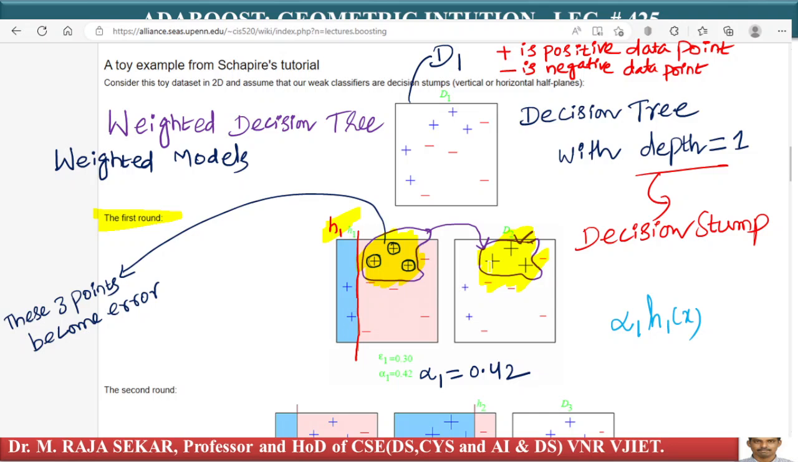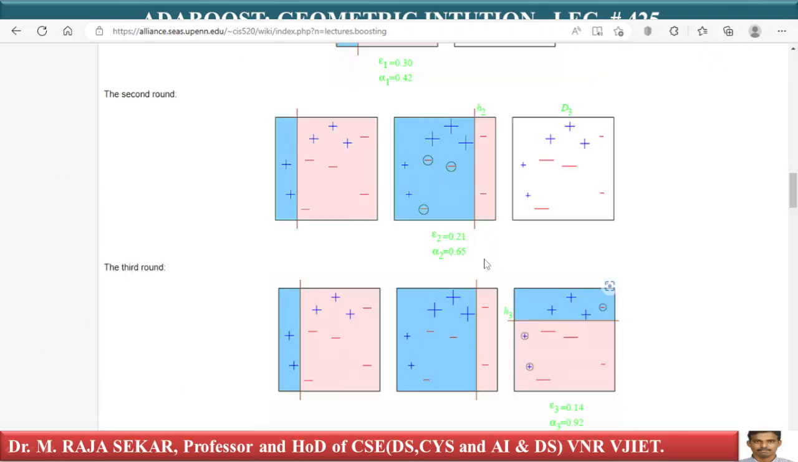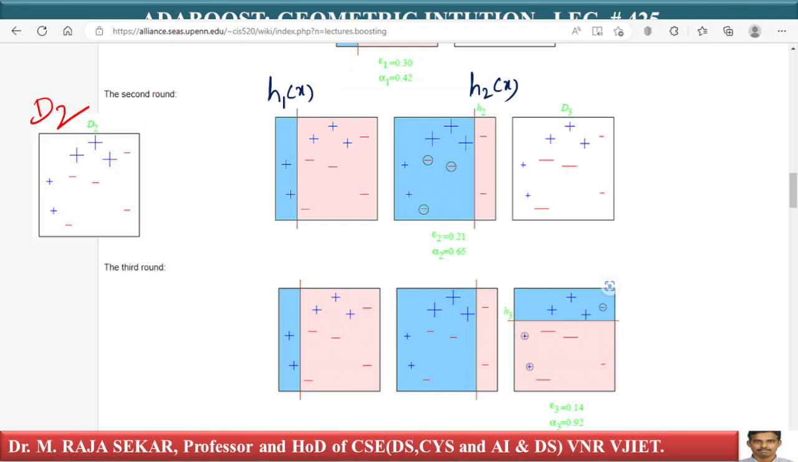Now what is my D2? This is my D2. My D2 becomes the data set for my H2. This is my H1, this is my H2, this is my D2. D2 becomes the data set for H2.